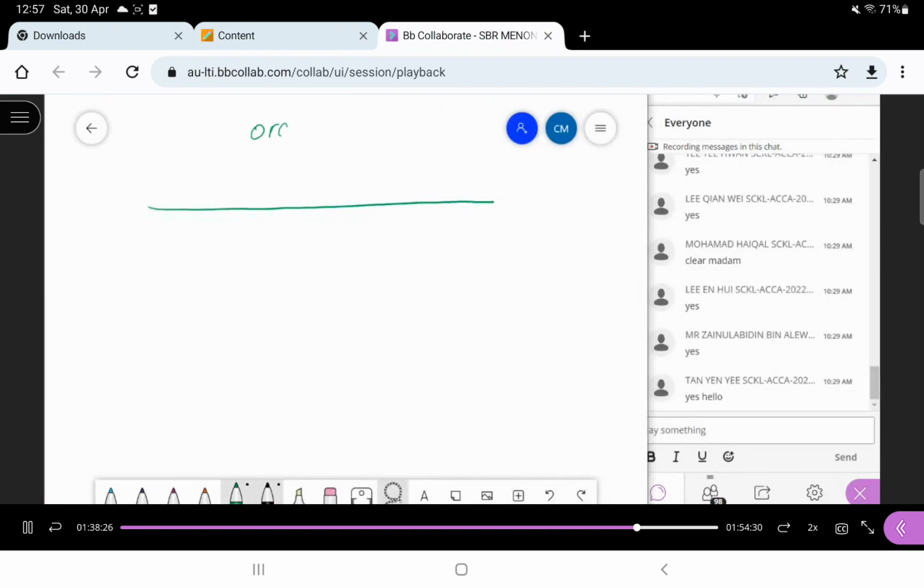So tell me, let's say the original loan that Menon took is a 5-year loan. Year 1, 2, 3, 4, 5. So she borrowed 100 and she will repay 100 here. In between there is interest, but ignore the interest.